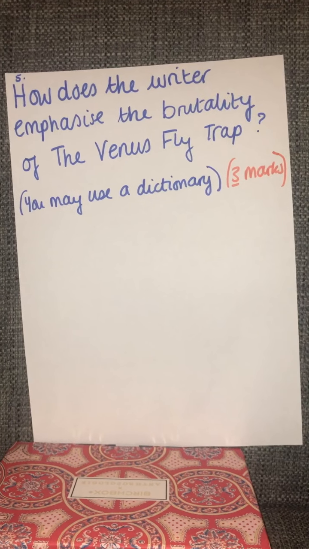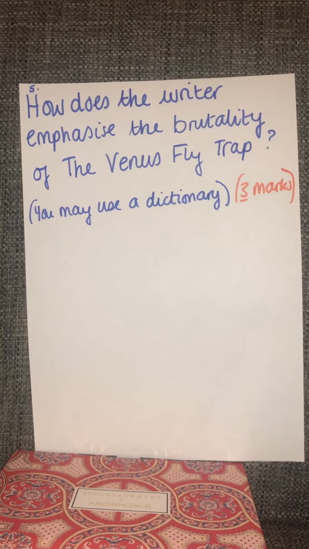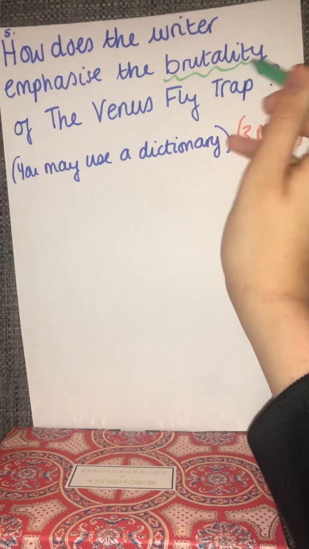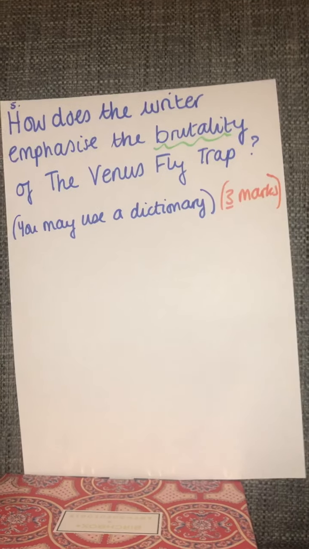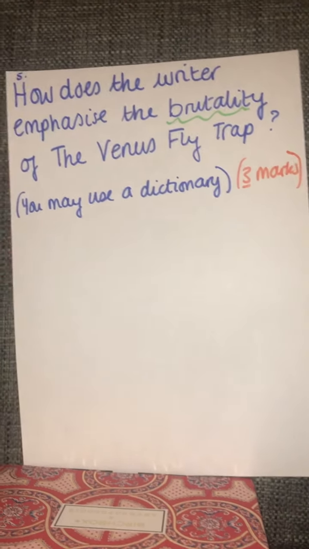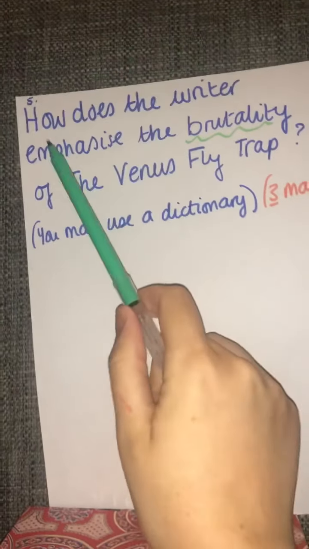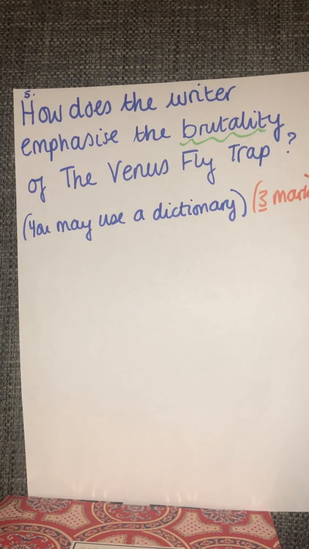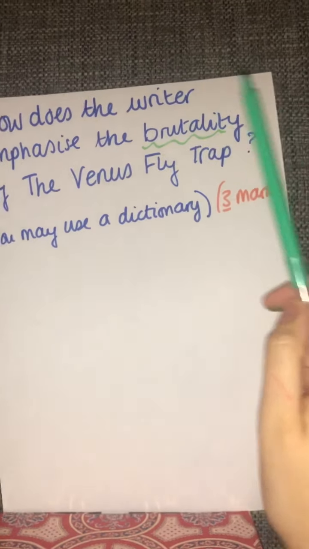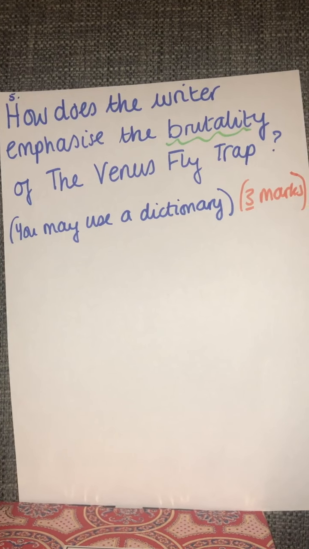The final question says, number 5, how does the writer emphasise the brutality of the Venus flytrap? So you may use a dictionary to look up the word brutality, as it's quite a tricky word. So I know that the word brutality means how severe it is, how brutal the plant can be, how sort of angry the plant can be. The other word that's quite tricky was emphasise. So how does the writer emphasise, which means how does the writer make it really clear that it is really brutal and that the Venus flytrap is quite a nasty plant. Basically, you wouldn't want to get your fingers stuck in it.